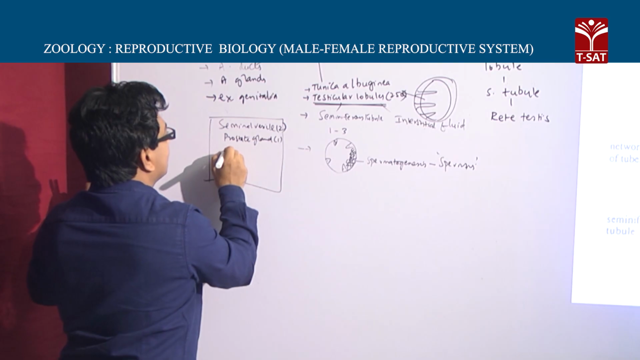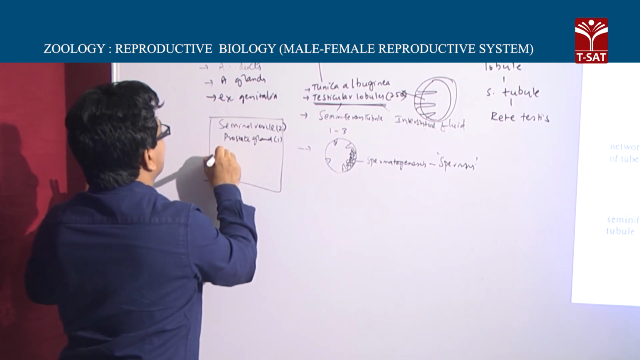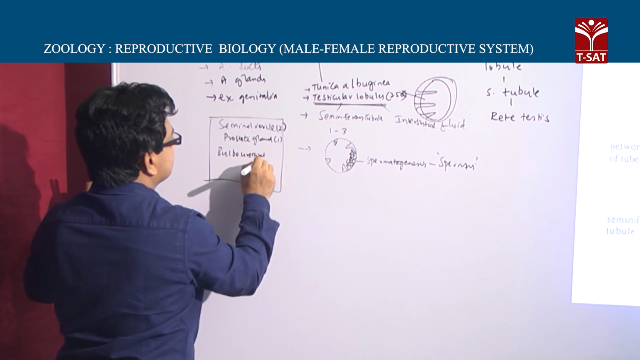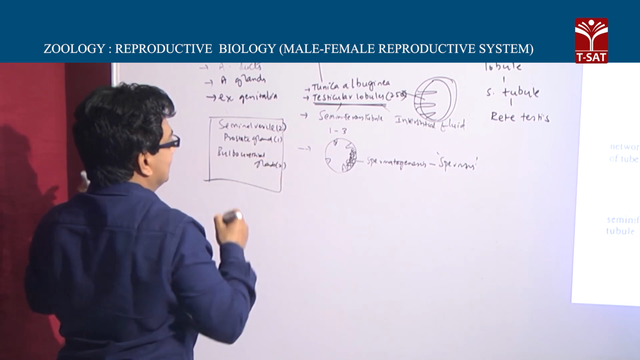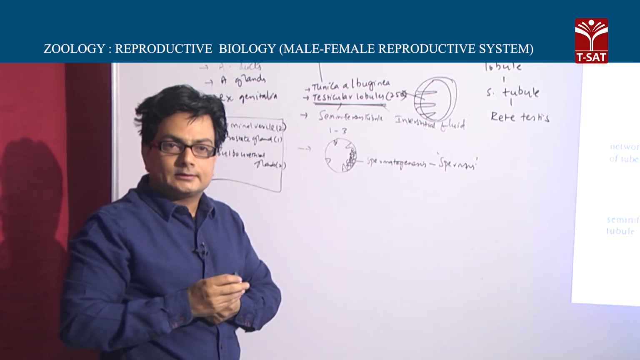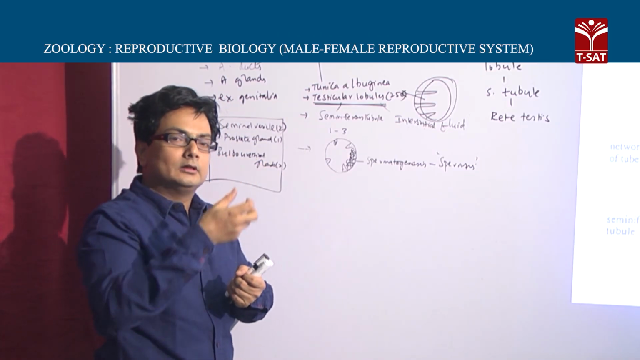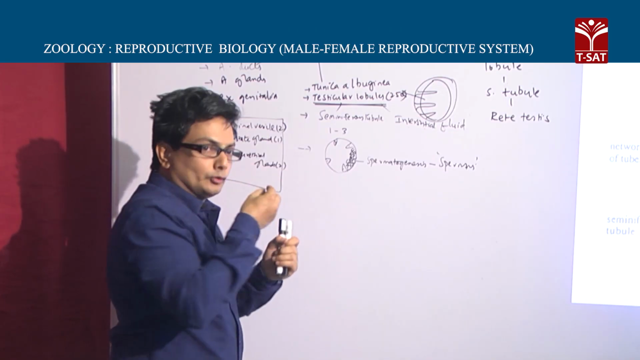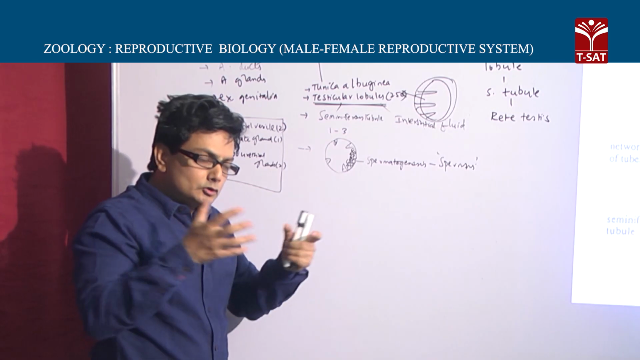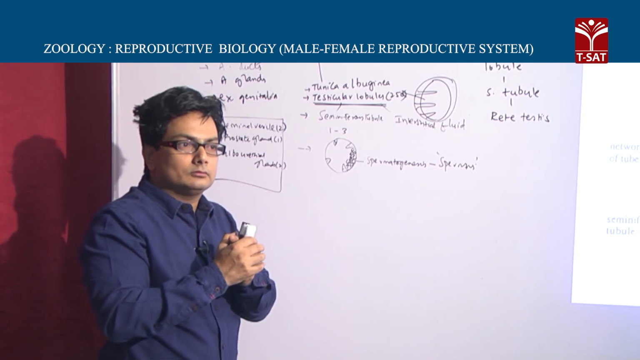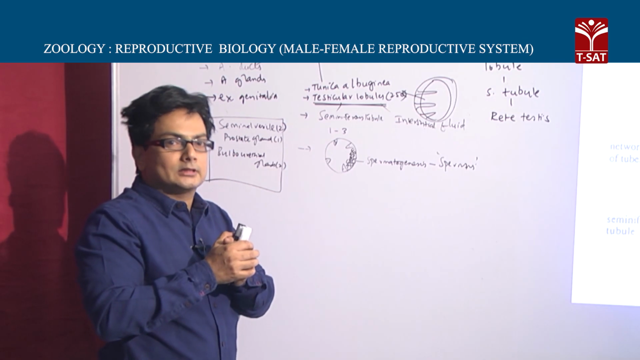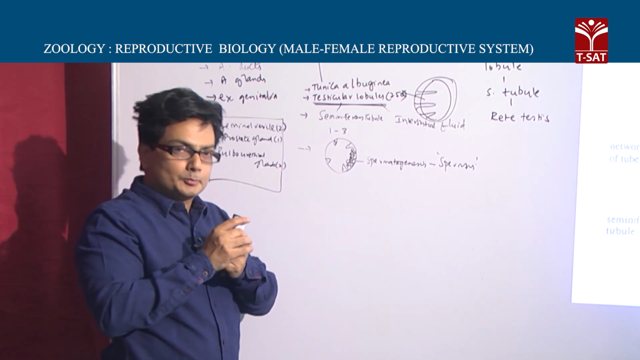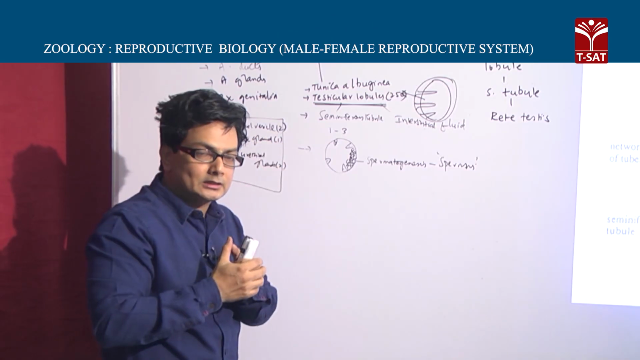And the third one, which is the bulbourethral glands, which is again 2 in number. Now the secretion from the seminal vesicle, the secretion from the prostate gland, the secretion from the bulbourethral glands, all together, the mixture of all will be called the semen. Of course, the main component will be the sperms within that. So sperms plus the secretions of all these will form the semen.